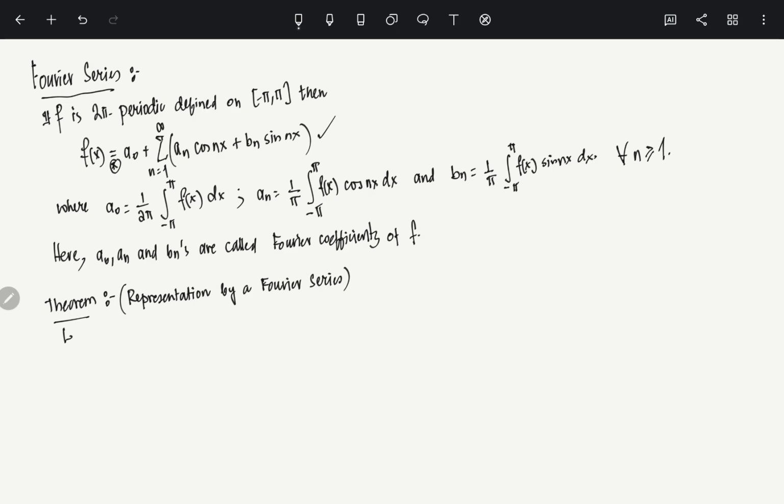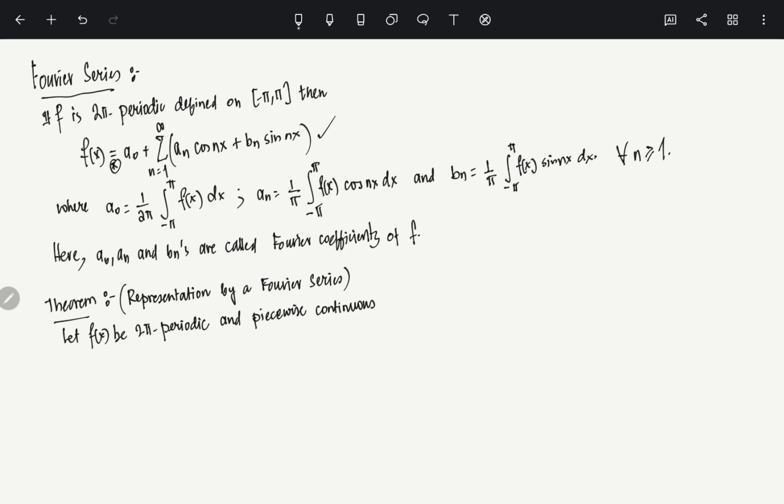So let f of x be 2 pi periodic. Yeah, of course, we are assuming the function to be 2 pi periodic, right? 2 pi periodic and piecewise continuous. So for our context, what do I mean by piecewise continuous?